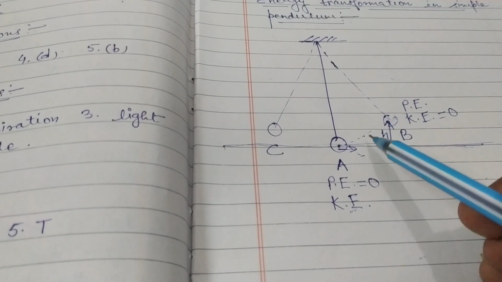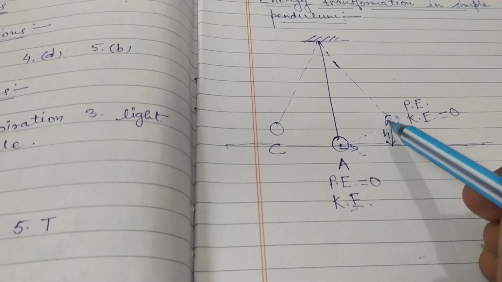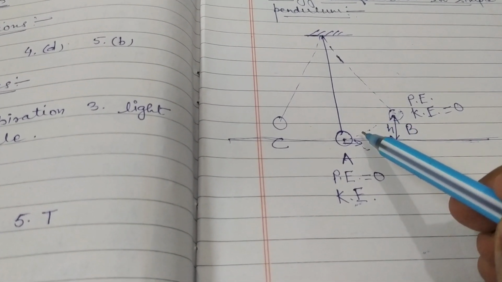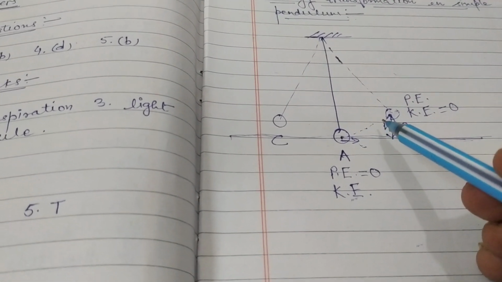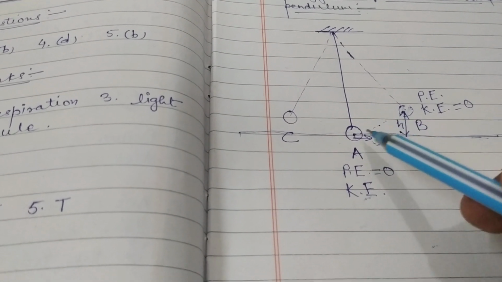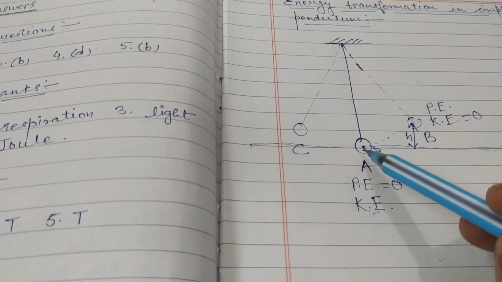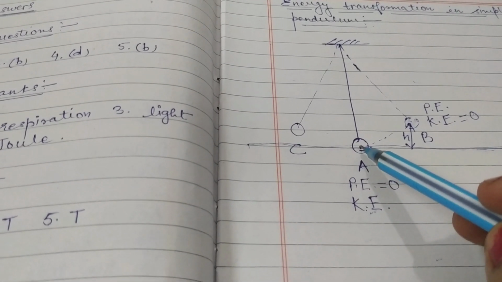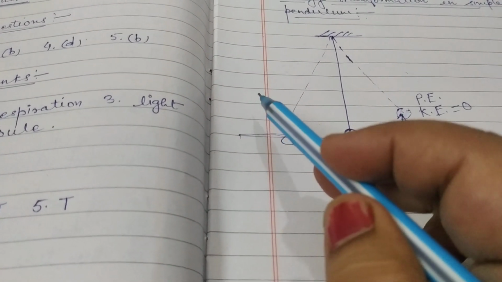So when it is coming back, what will happen? The height will start decreasing again and potential energy will start decreasing. Where will it go? The remaining amount of potential energy, where will it go? It will keep on converting itself into kinetic energy, and here again the kinetic energy will be maximum. And due to this maximum kinetic energy, it will be enough to push it to the other side.